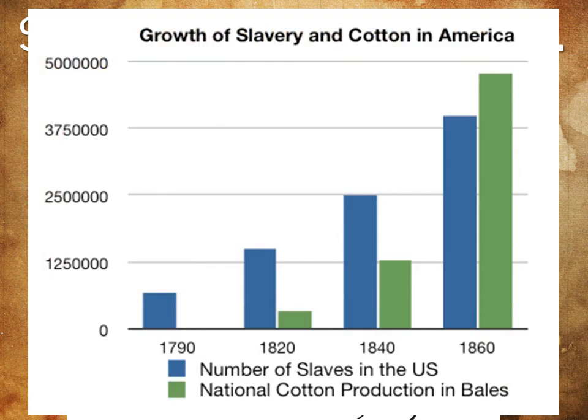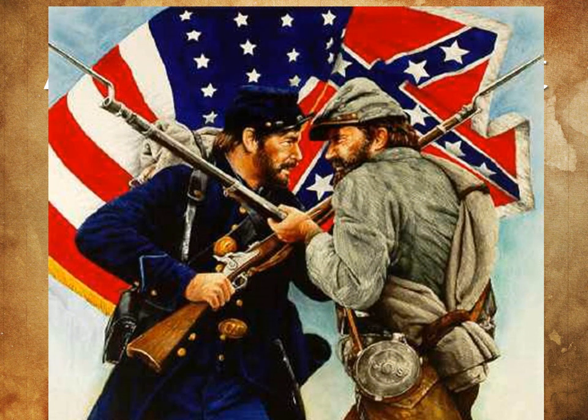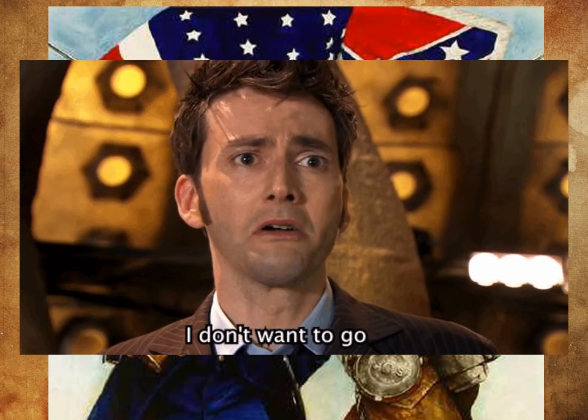So as you can see here on the graph, in 1860 on the very far right, look at the green, that is the national cotton production in bales. Look at how much that increased after the use of the cotton gin and plantation owners started planting more cotton. But with the rise of cotton production, we get the rise of slavery as well. Because of the cotton gin and because of the transatlantic slave trade, slavery becomes one of the greatest American struggles in our history, and will eventually be the cause of the bloodiest war in our history.